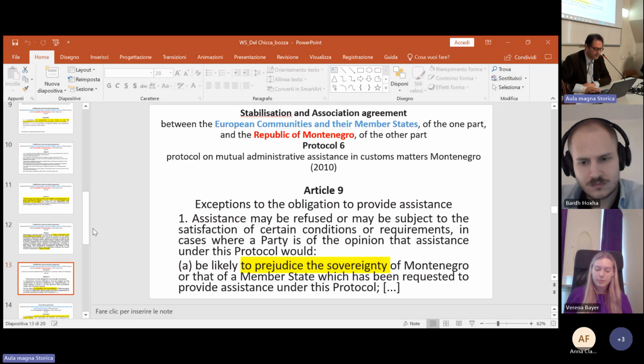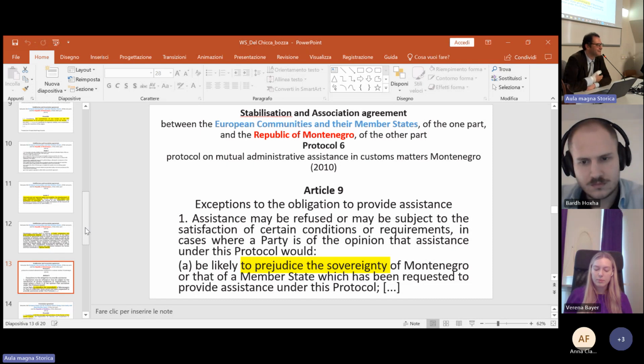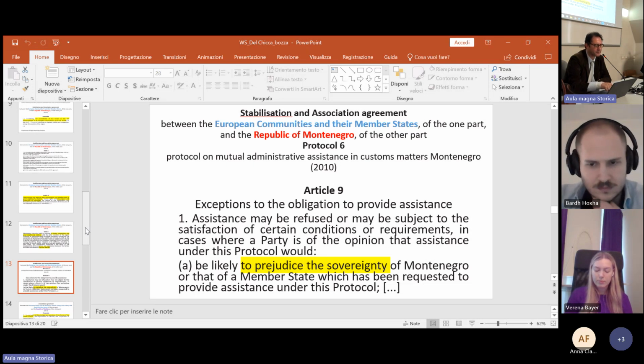Well, the last article where we can find another recovery of a principle of the United Nations Charter is Article 9. We provide a lot of exceptions to the obligation to provide assistance. Among these, assistance may be refused or may be subject to the satisfaction of certain conditional requirements in cases where the party is of the opinion that assistance under this protocol will be likely to prejudice the sovereignty of Montenegro or that of a member state which has been requested to provide assistance under this protocol.